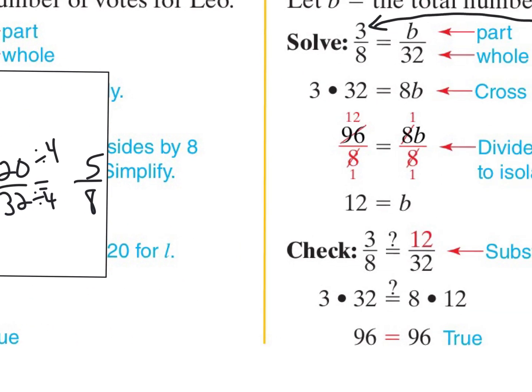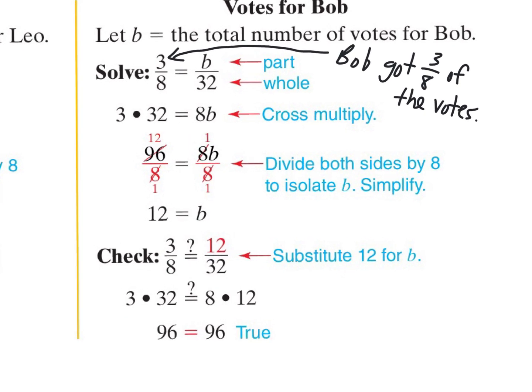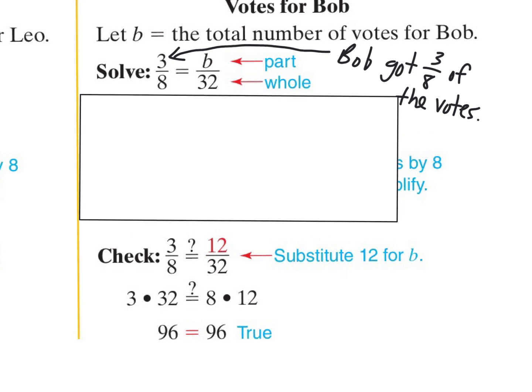And then we could do the same thing for Bob. So Bob got 3/8 of the votes, and same idea. You can do what the book did, or otherwise you can take the pattern, multiplying by 4. Make sure you're going towards the variable. So 3 times 4 is 12.